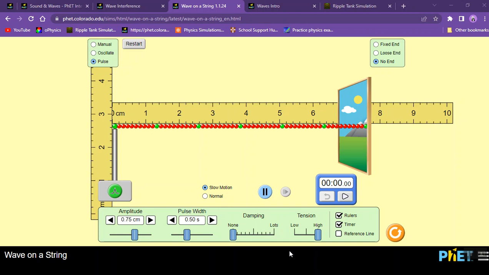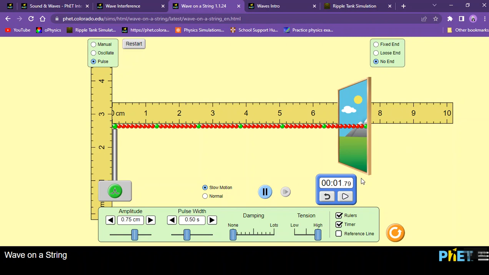Now to understand wave speed, I'm going to show you this simulation. If we look at the pulse that I'm creating, we can see that it takes a certain amount of time for the pulse to reach the window. So if we measure that time, I'm going to start the timer. If we measure how long the pulse takes to reach there and exit the window, that is the amount of time, and we see that the distance here is about 7 centimeters.